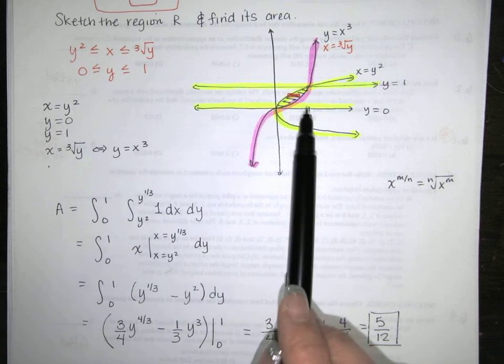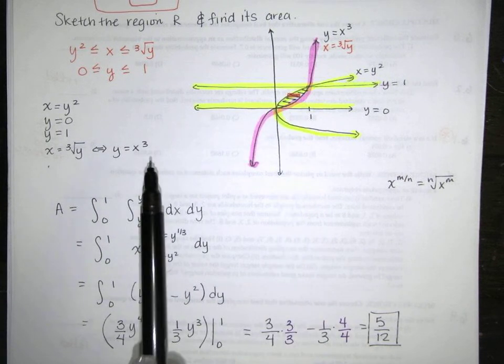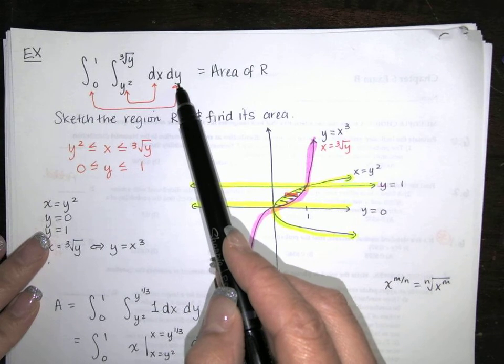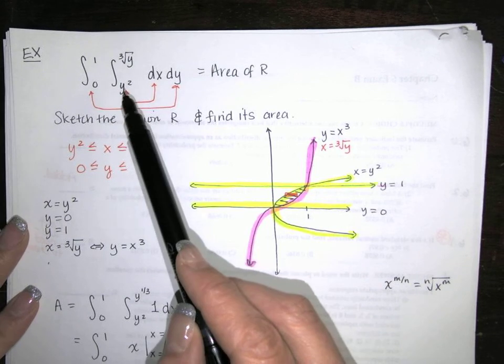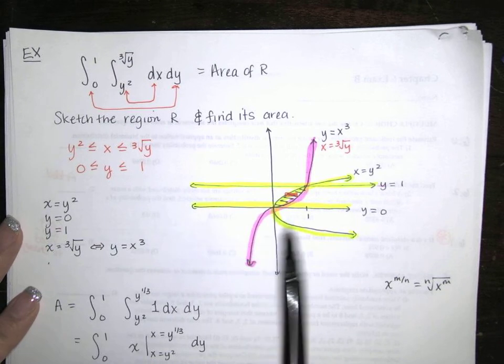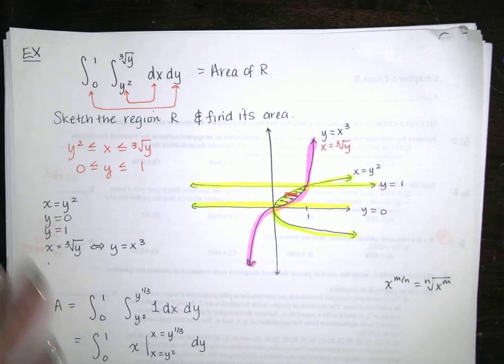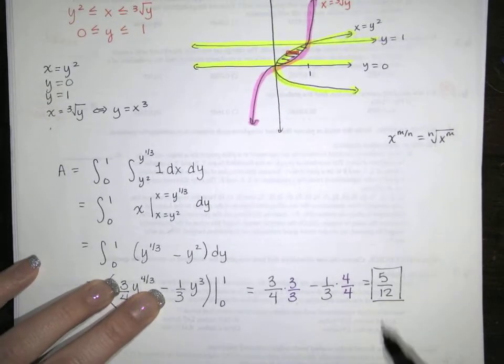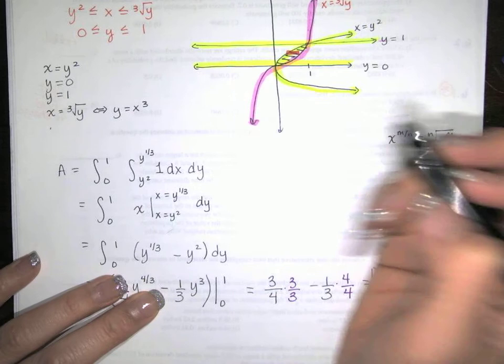Now, we could have described that region differently. This said, we're integrating with respect to x first and then y. So x goes from a function of y to a function of y, and y goes from a constant to a constant. We could also describe this region in the other way. We could integrate with respect to y first and then x, and we should still get the 5 over 12 when we're done.